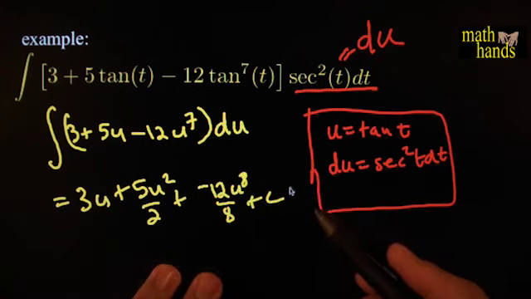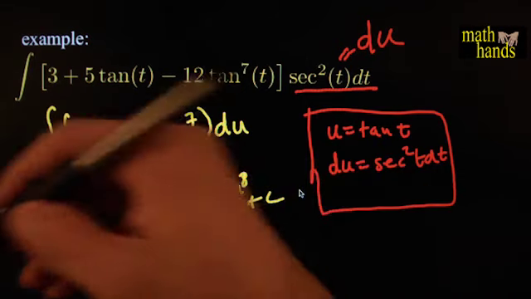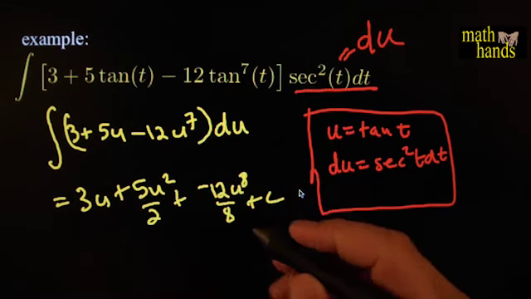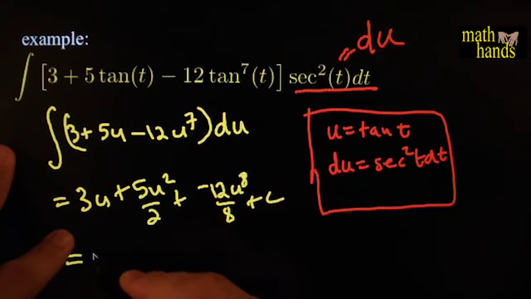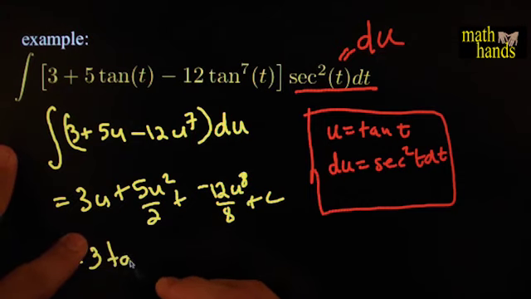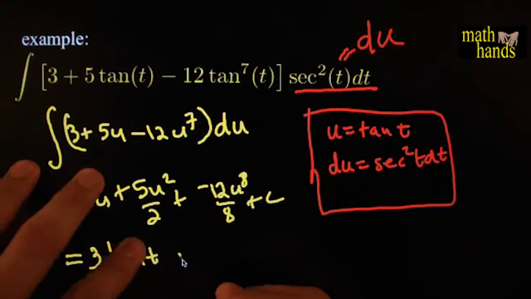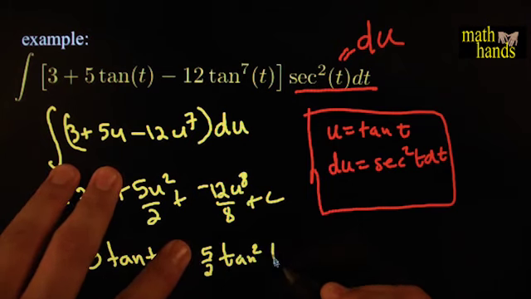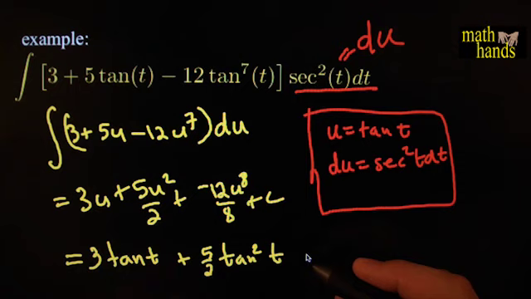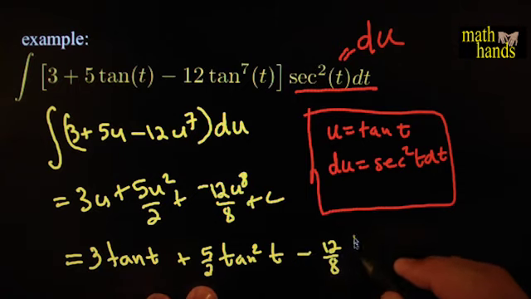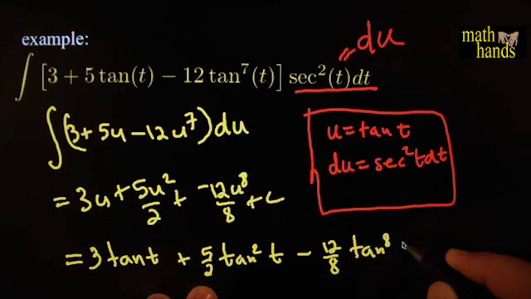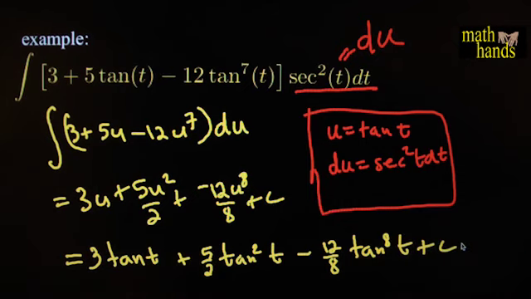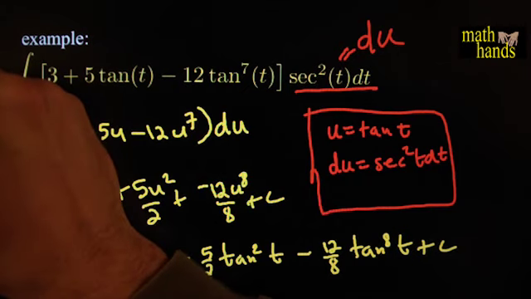And then substitute back your tangent for u's and you're done. Okay? Final answer would be 3 tangent t plus 5 halves tangent squared t minus 12 over 8 tangent to the 8 t plus c. Capiche? Nice, huh? It's not that bad.